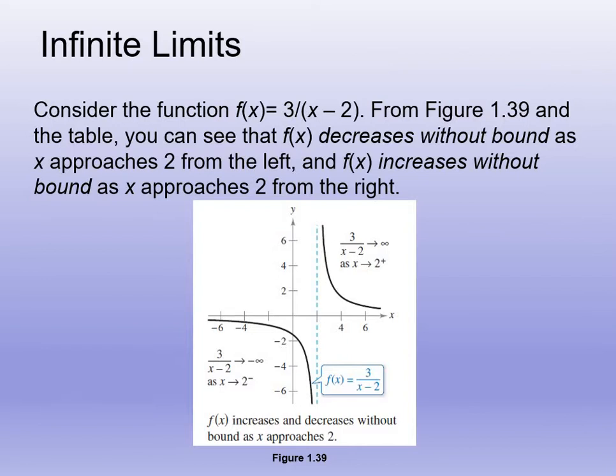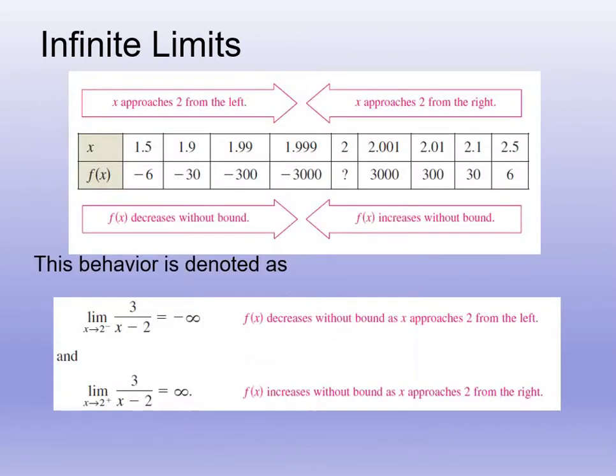Okay? If we look at the graph on the right-hand side, as we're approaching 2 from the right, so we're going right to left now, if we were a particle on that graph, we can see that as it gets closer and closer, arbitrarily close to 2, it's shooting straight up. It's increasing without bound, so we say that it's approaching positive infinity.